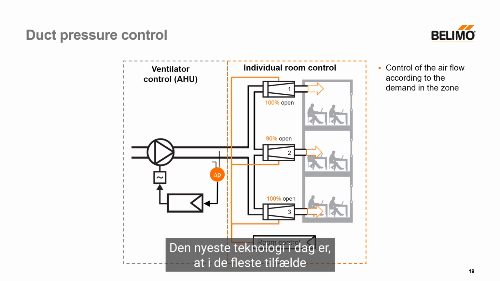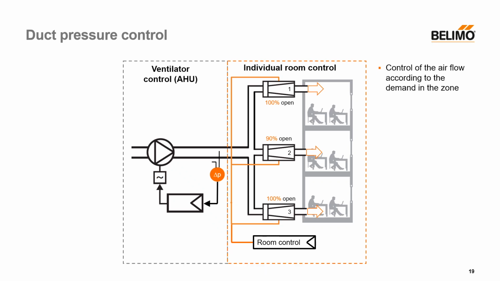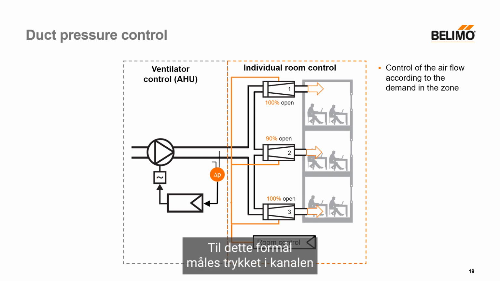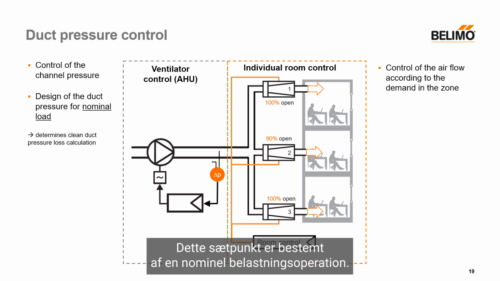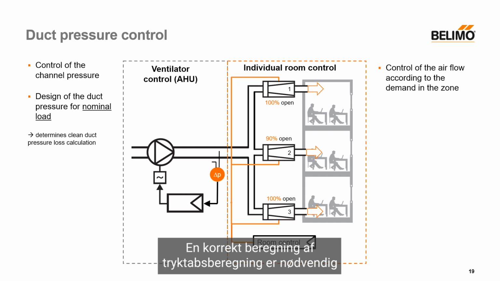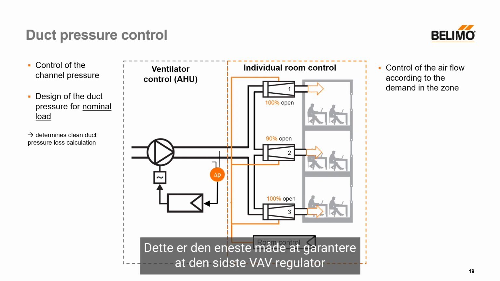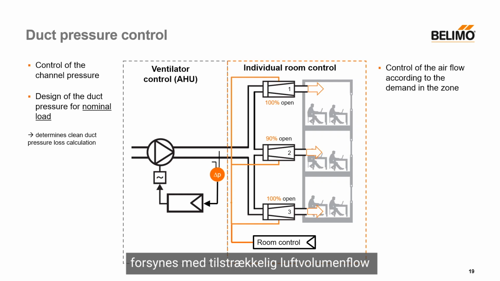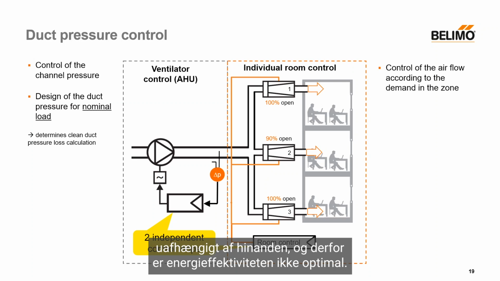The state of the art today is that in most cases you control the duct pressure and want to keep it constant. For this purpose, the pressure in the channel is measured and the ventilator is controlled accordingly. This set point is determined for nominal load operation. A correct pressure loss calculation is necessary to determine the correct reference value. This is the only way to guarantee that the last VAV controller is supplied with sufficient air volume flow in nominal load operation. It is important to mention in this example that these 2 control loops act independently of each other and thus the energy efficiency is not optimal.